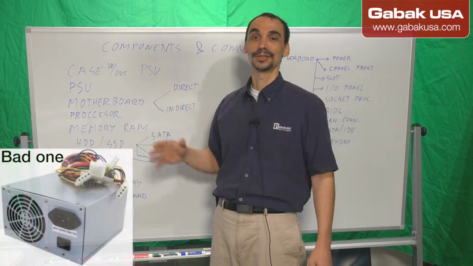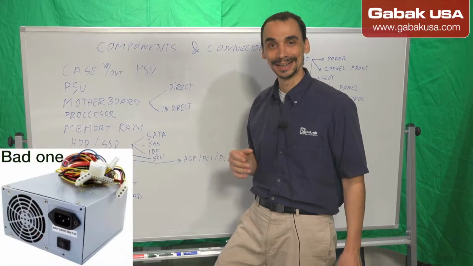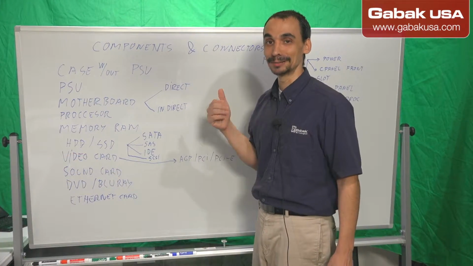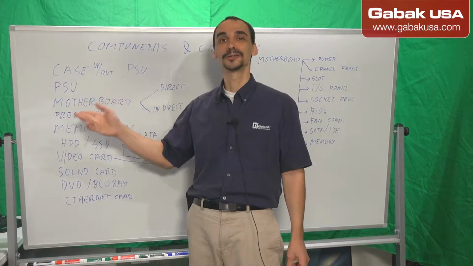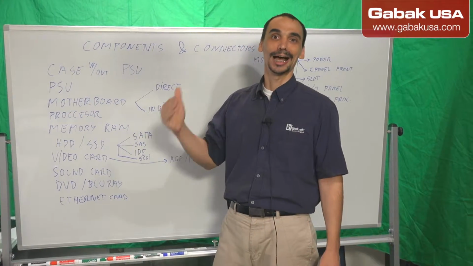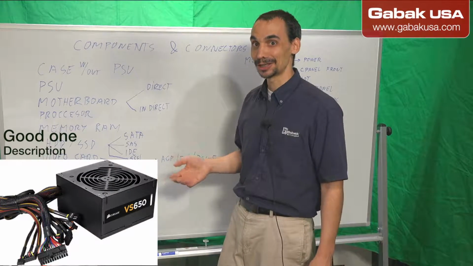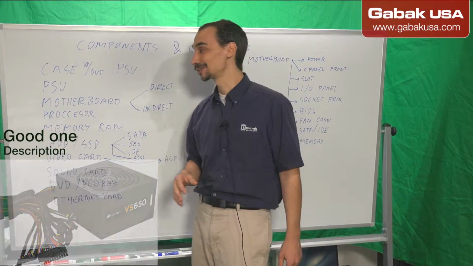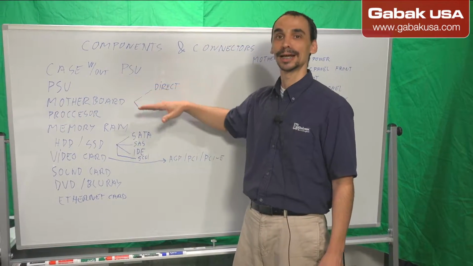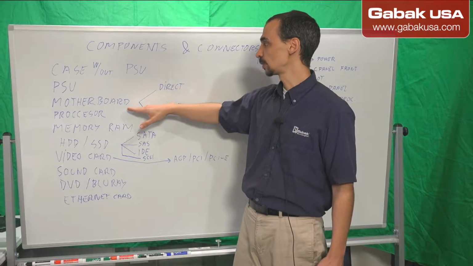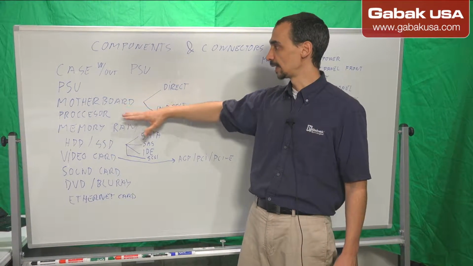So if you're going to do that, don't buy a knockoff power supply. Buy a good one. Usually a good power supply will cost above $100. If you buy something that costs maybe $30 or $40, it will not be that good. So that is what I would recommend. Also, we are going to talk about the motherboard.